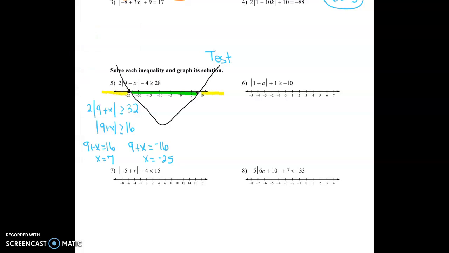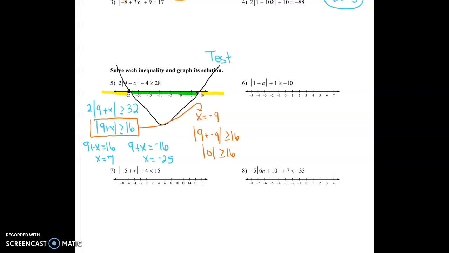So what I want to do is test a point. And what I like to use is my most modified version, which I'm boxing in now. And the best number I think to substitute in there will be x is negative 9, because once I put negative 9 in there, I get 0.